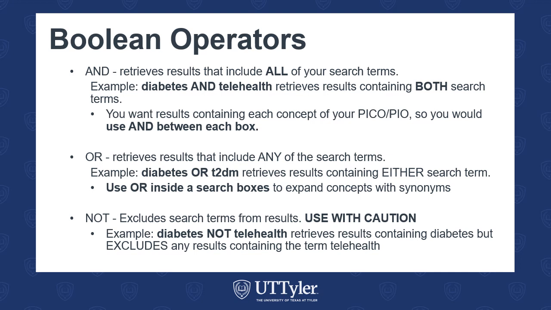You may have noticed that between the search boxes, there was a little "and," and within, like inside the search boxes, my synonyms, my terms were separated by the term "or." Well, what are those and what's the appropriate way to use them? We call them Boolean operators. When you put "and" between your search terms, it's going to get you results that include all of those search terms. And you want results containing each concept of your PICO, correct? So you would use "and" between each box.